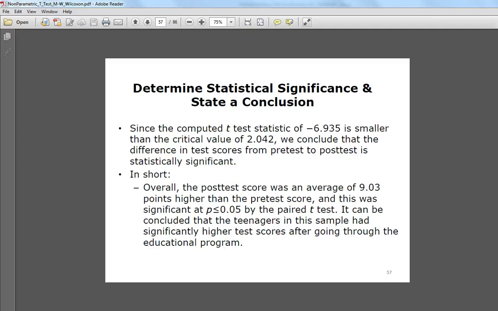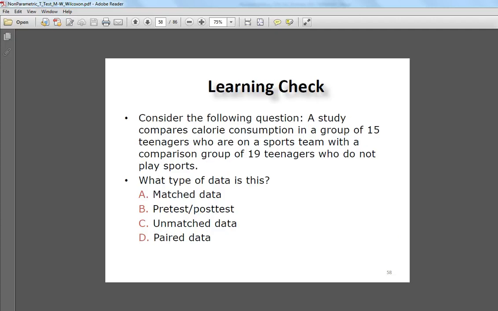So how are we going to say this when we publish our result? Well, we're going to say overall, the post-test score was an average of 9.03 points higher than the pre-test score, and this was significant at an alpha value of 0.05 by the paired t-test statistics. We can conclude then that the teenagers in this sample had significantly higher test scores after going through the educational program.